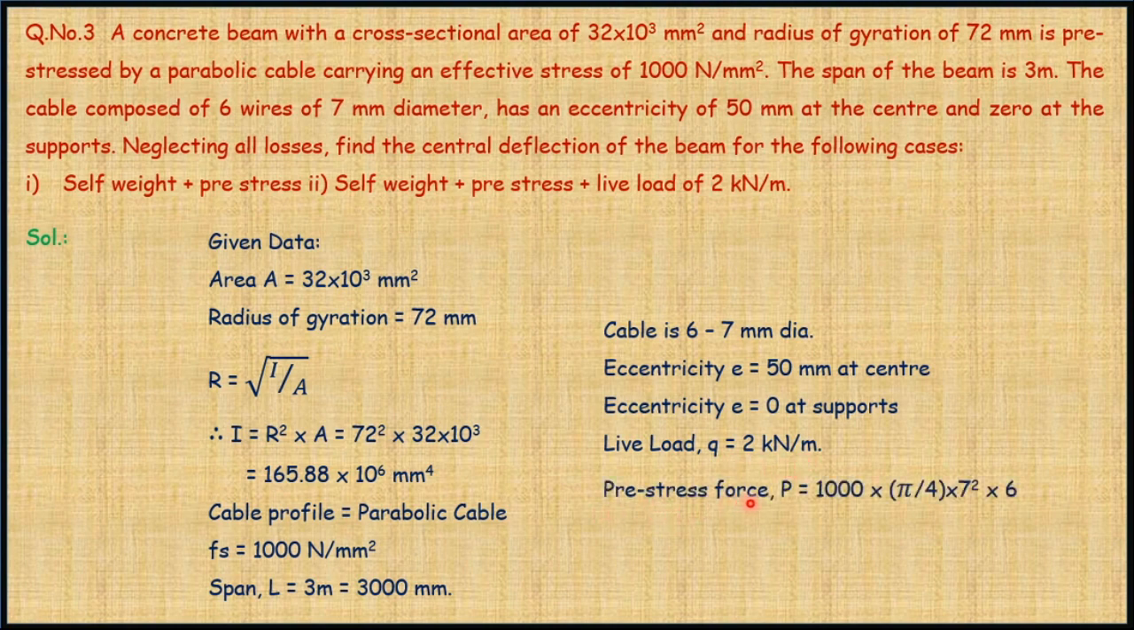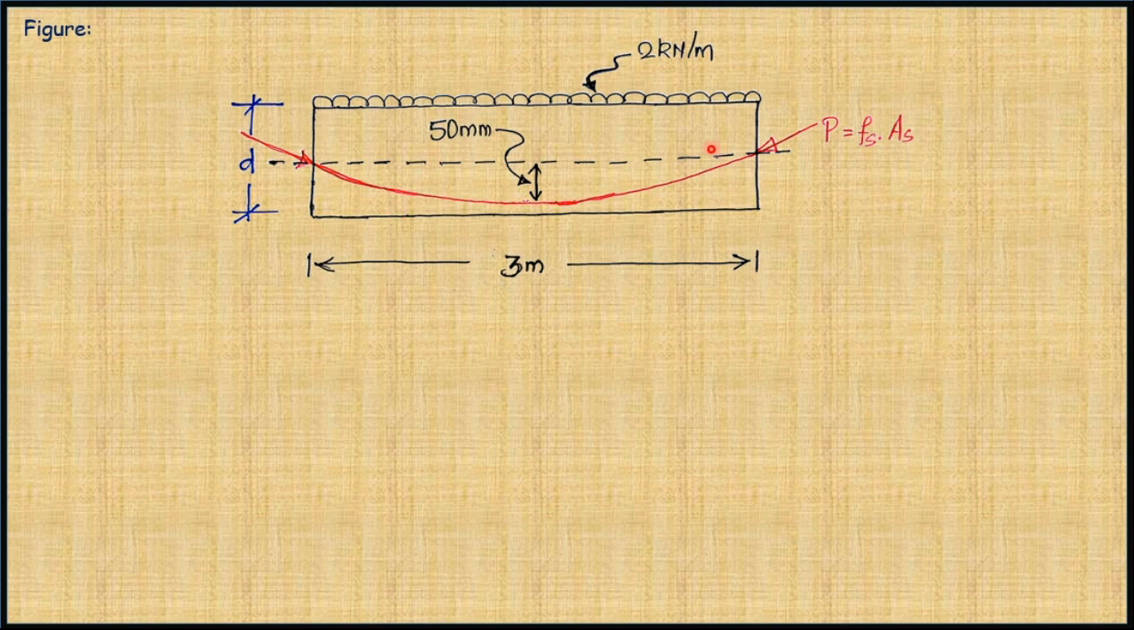The pre-stress force we have to calculate, that is P equals 1000 into pi divided by 4 into 7 square into 6, which is the pre-stress force acting on the section and member. So total P comes out to be 230.9 kilonewton, taking it to 231 kilonewtons as a round figure. As per the question, if we draw the figure, it will be like this.